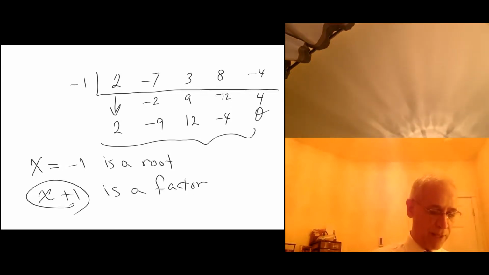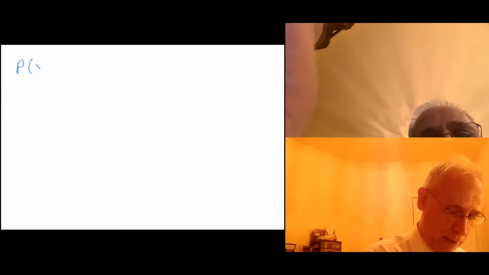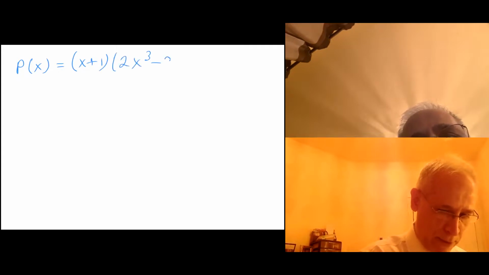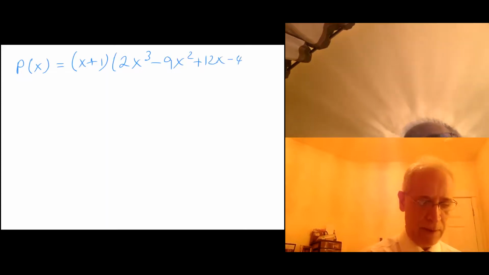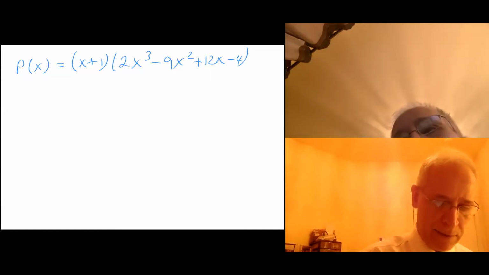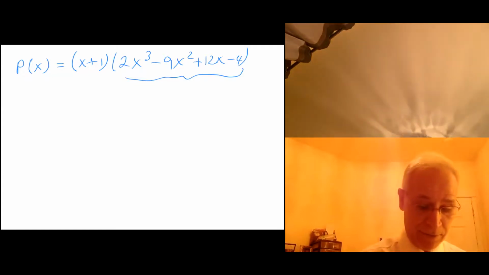Let me go to the next page. And so far, my first synthetic division led me to have p of x equals x plus 1 times 2x cubed minus 9x squared plus 12x minus 4. Well, if I could factor this, that would be really good, but I cannot. I don't know about you, but I cannot factor that easily.